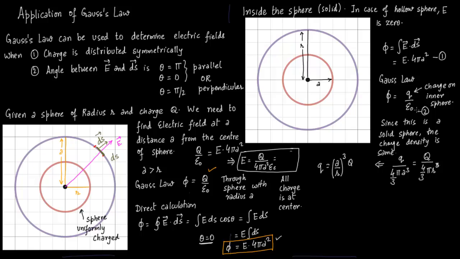So now we have two equations, 1 and 2. We plug them equal to each other, 1 equals to 2, and then we plug in the value of small q. So from equation 1, we have flux is equal to E times 4 pi a square, and this is equal to q over epsilon 0. Now you divide both sides by 4 pi a square. You get 1 over 4 pi epsilon 0 times 1 over a square times q. So basically E becomes q over 4 pi a square epsilon 0.